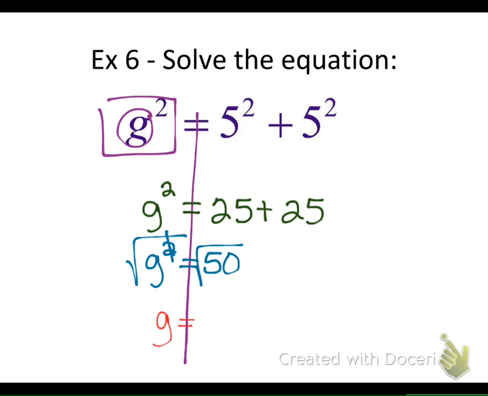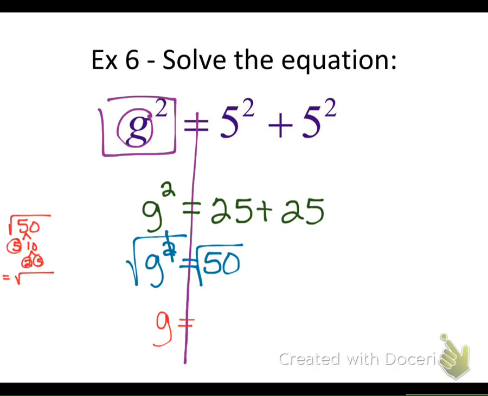It's not a perfect square again, so we're going to have to simplify it. So Kira, what two numbers can I multiply together to get 50? Okay, for 10? And what do I do with these numbers? It's going to be what then?